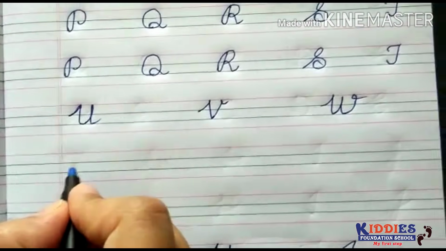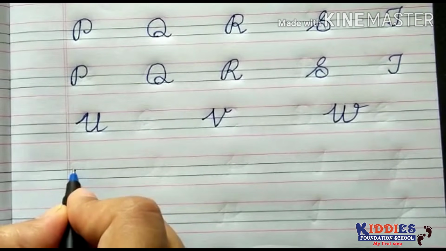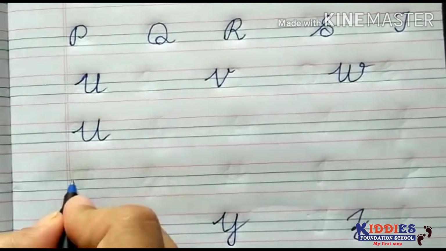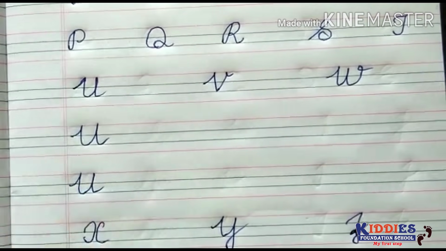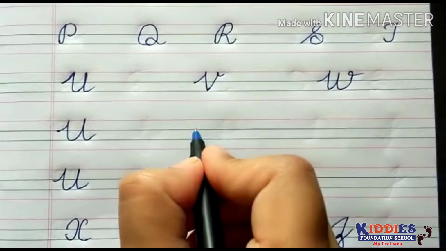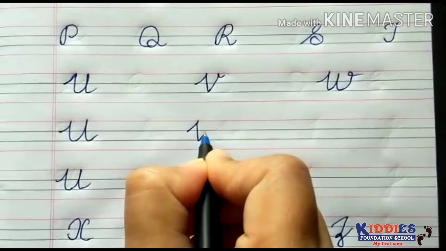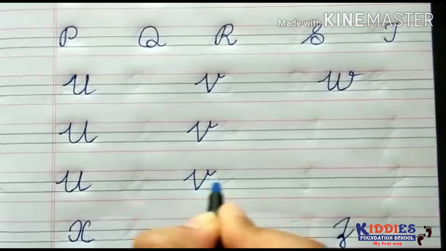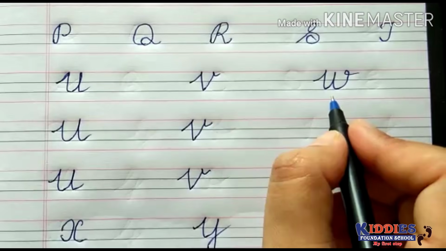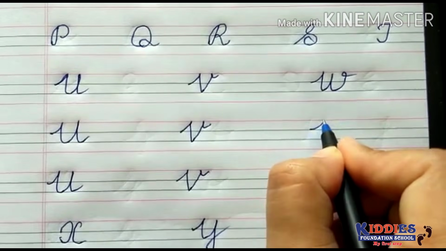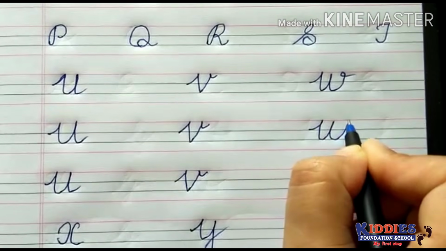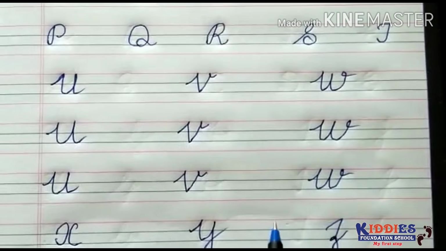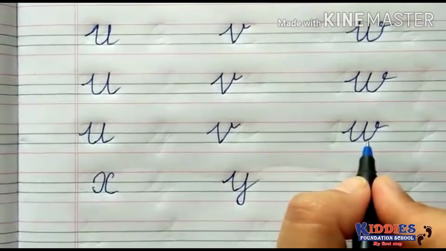Now the letter U. U starts from here. U. Then V. Now the letter W. These are the letters U, V and W.